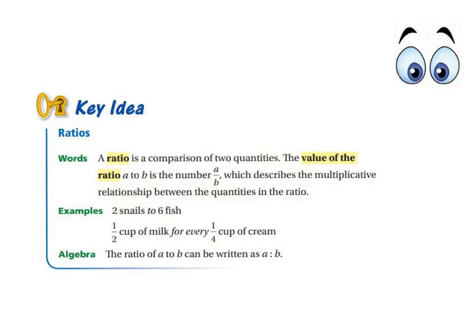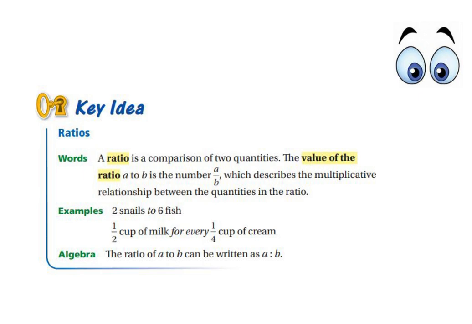Our key idea is ratios. A ratio is a comparison of two quantities. The value of the ratio A to B is the number A over B, like as a fraction, which describes the multiplicative relationship between the quantities in the ratio.